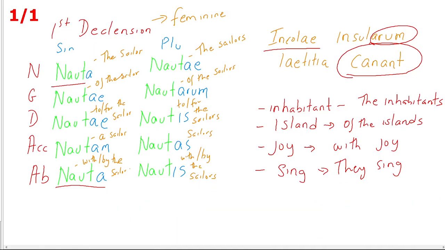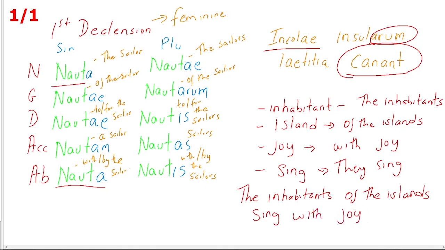So how can we put this sentence together? So the inhabitants of the islands sing with joy. Any doubts still with this? Let's take one more sentence.